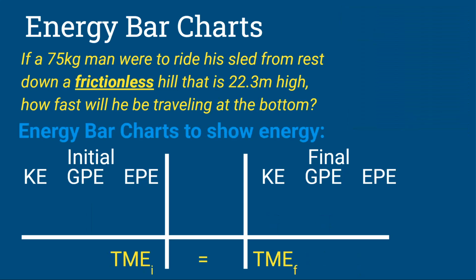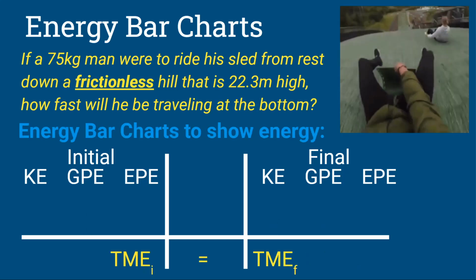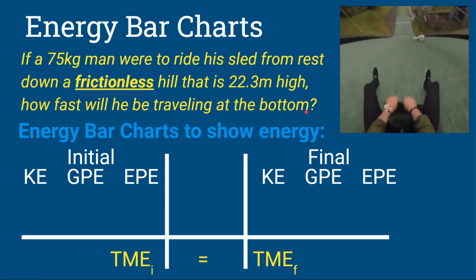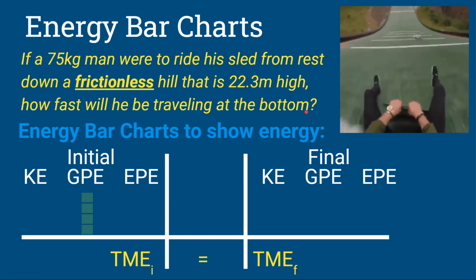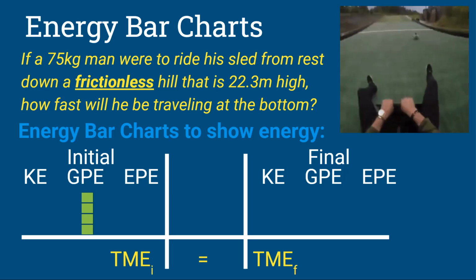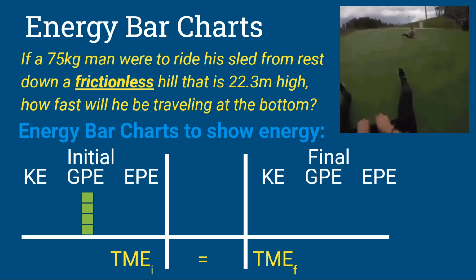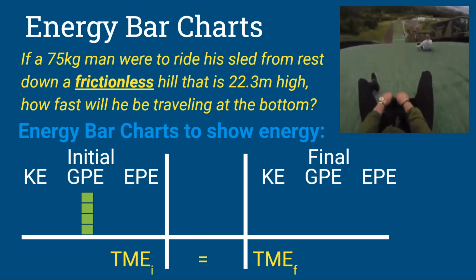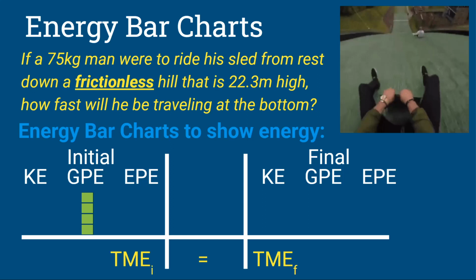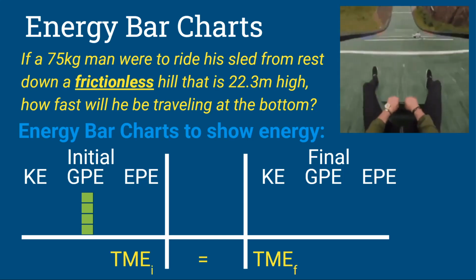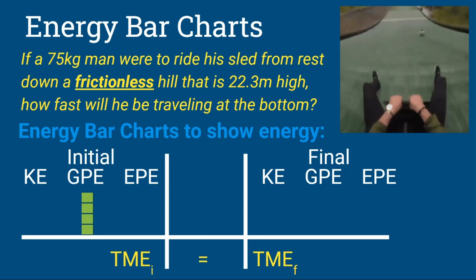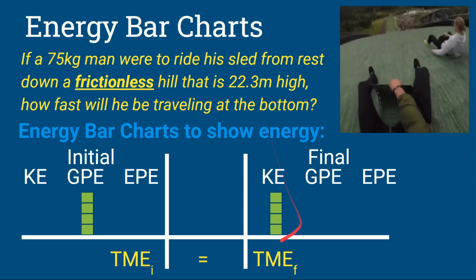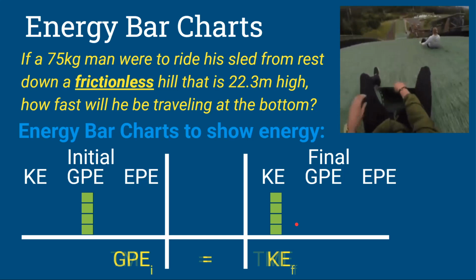All right, so now we're going to look at this one. How fast will he be traveling at the bottom? Same scenario, same guy. So he still starts out with GPE. But if we're looking at how fast he travels at the bottom of the hill, what form of energy would he have at the very bottom? Kinetic. Does he still have potential? No, not if he's at the bottom, not if he has 0 height. And so all of his gravitational potential should be equal to kinetic there, and this equation would look like this.